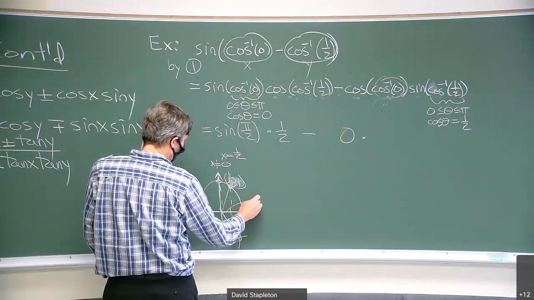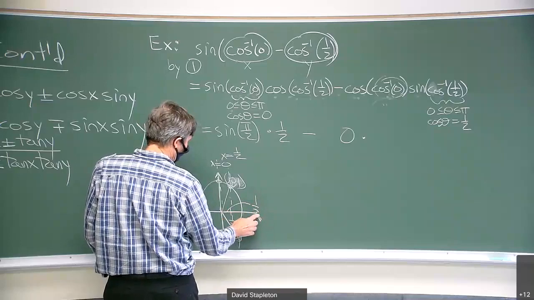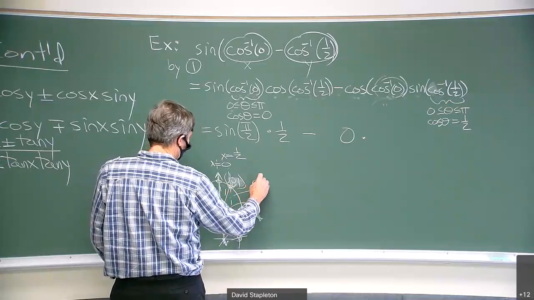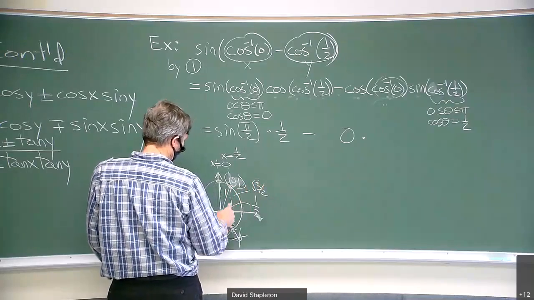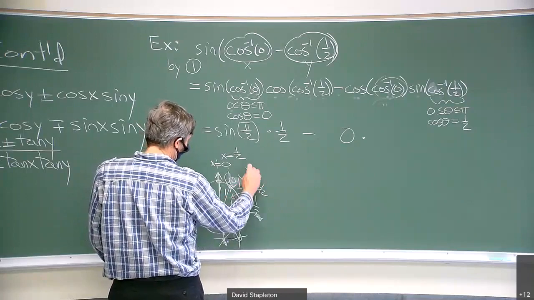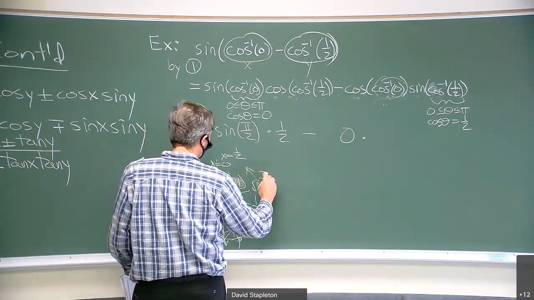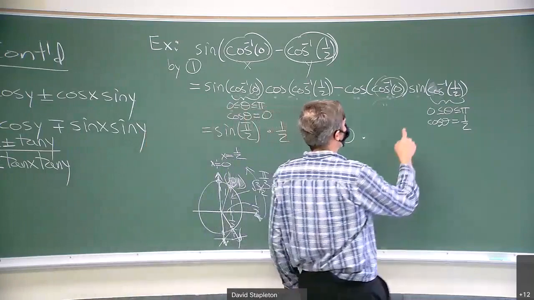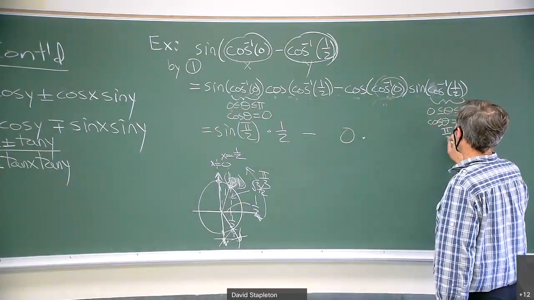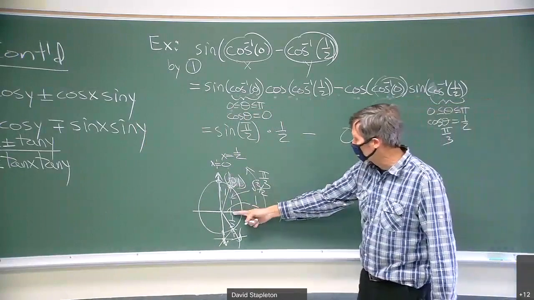Well, if this side is a half, this goes over to x equals a half. And this is 1, and this side has to be square root 3 over 2. The Pythagorean theorem would require that. And the angle must be pi over 3. So just for practice, we'll say this is the sine of pi over 3. Sine of pi over 3 is the y coordinate, square root 3 over 2.